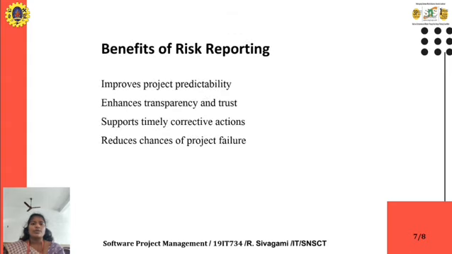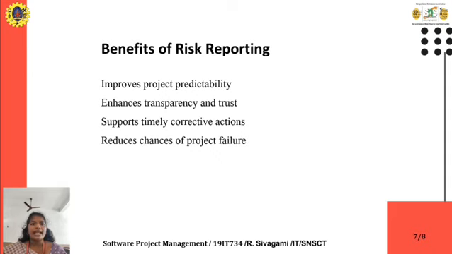Benefits of risk reporting. Why are we going to do this risk reporting? We have some benefits, so we should know what they are. First, improved project predictability. How is our project going? Is the cost within our estimation, and is the timeline within our estimates? These are the things we should be able to predict.